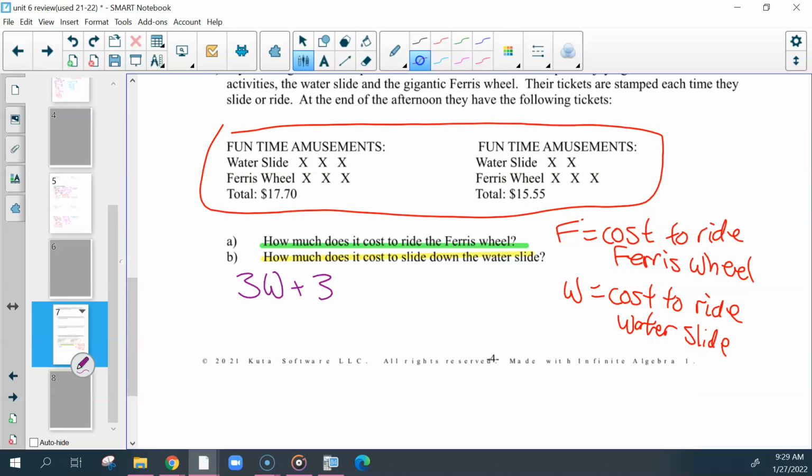On the test, can you just use X and Y? Sure. Unless there's a problem that gives you different variables, then you need to use the variables given. This one has 6 numbers, so we're going to use all 6 in the equation. So this one would be 2W plus 3F equals 1555.